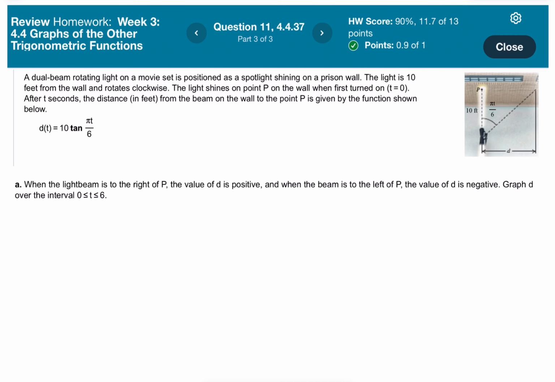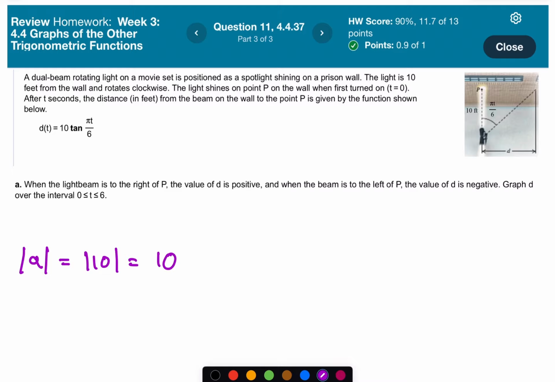Okay. So we're graphing tan, right? So in class, we kind of had this discovery about like basically you do your ABCs, right? So for instance, our A, we'll do this color. Our A was our amplitude, right? So we wanted to find the absolute value of A. In this context, it's going to be the absolute value of 10, which is just 10. All right, so we got an amplitude of 10.